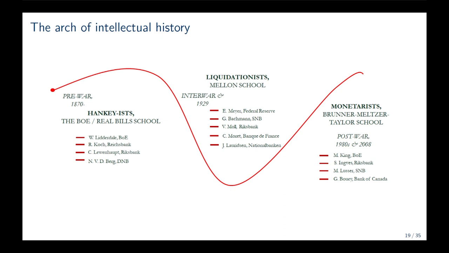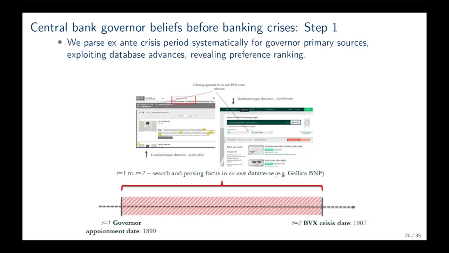You see here some of these examples, with the monetarists, the Brunner-Meltzer-Taylor school, as we call them. At each given moment, you find people saying we should be more cautious here. So how do we do this? We code central bank governor beliefs before the crisis. That's important. We use sources such as newspapers, dictionaries, and national biographies. Here the example is Gallica from the BnF. We look at material before the crisis date and find statements that identify the intellectual home of these governors.